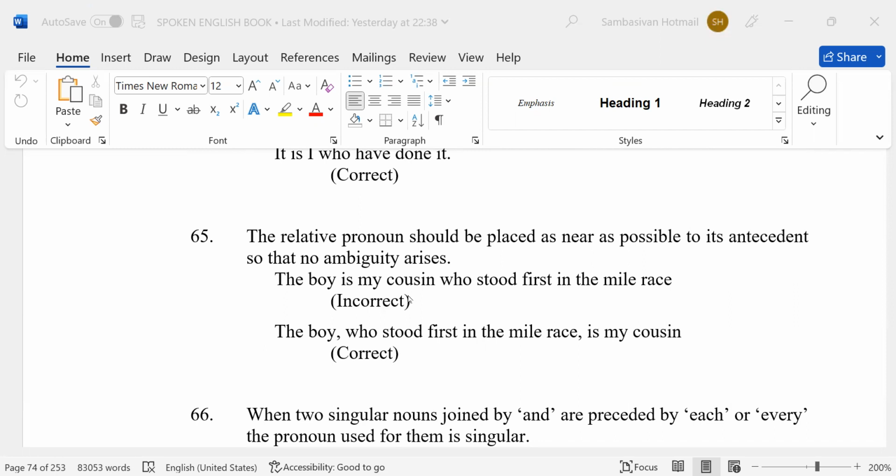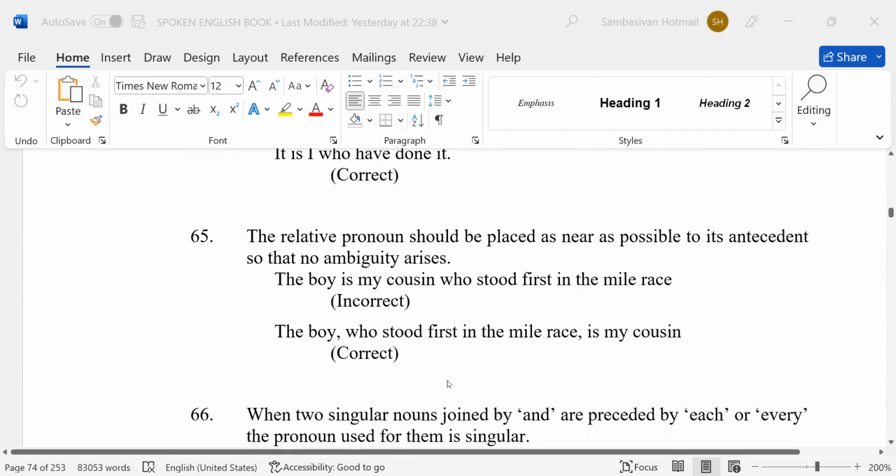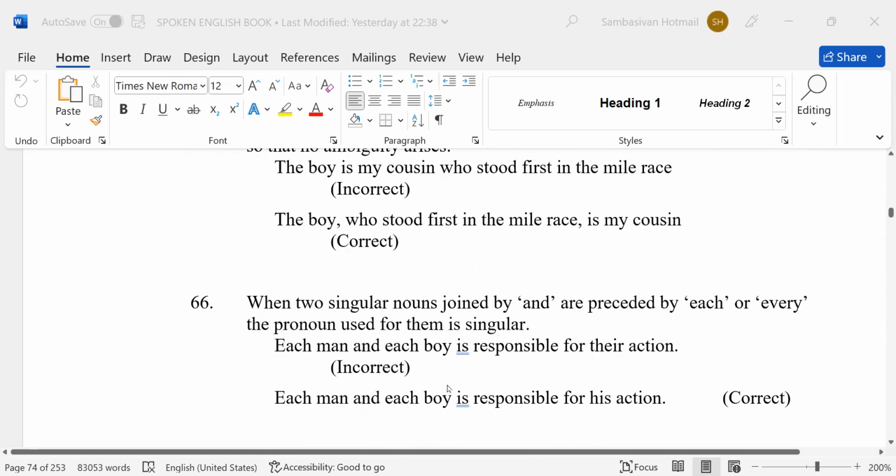What is the meaning of ambiguity? Doubt. Ambiguity means doubt, not clear. Yes. Continue. The boy is my cousin who stood first in the mile race. Incorrect. The boy who stood first in the mile race is my cousin. Please read it again. The boy who stood first in the mile race is my cousin. Okay. Continue.